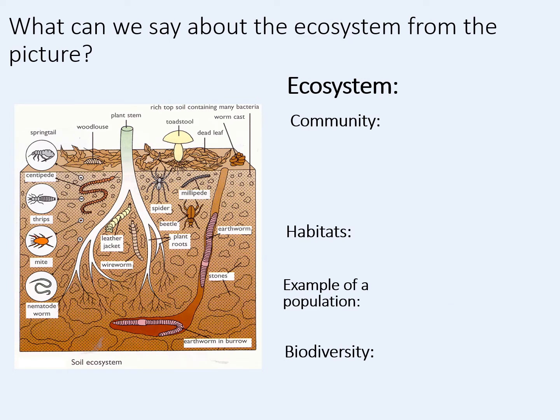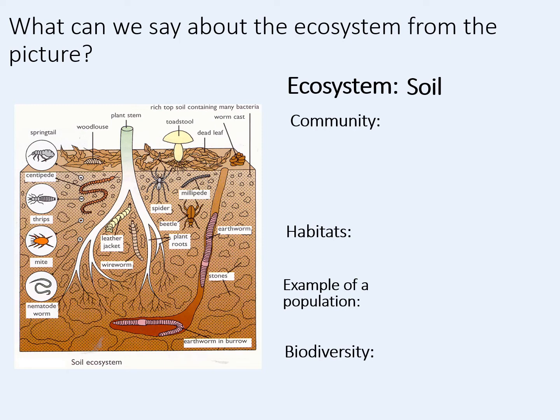So if you want to, you can pause the video and try to write down what ecosystem, community, habitat, and so forth is before I go over the answers. So this is a soil ecosystem. So the community in the soil ecosystem would be all of the living things.